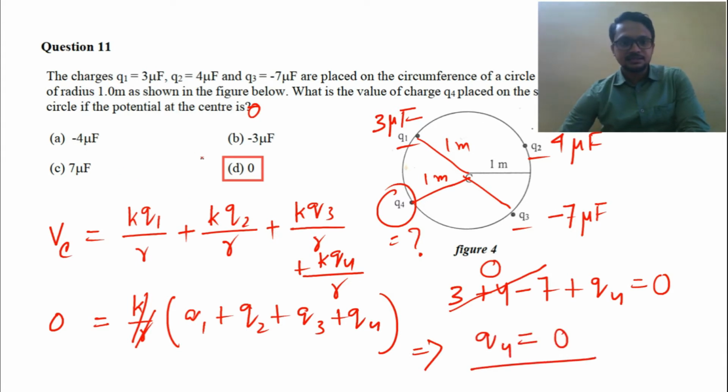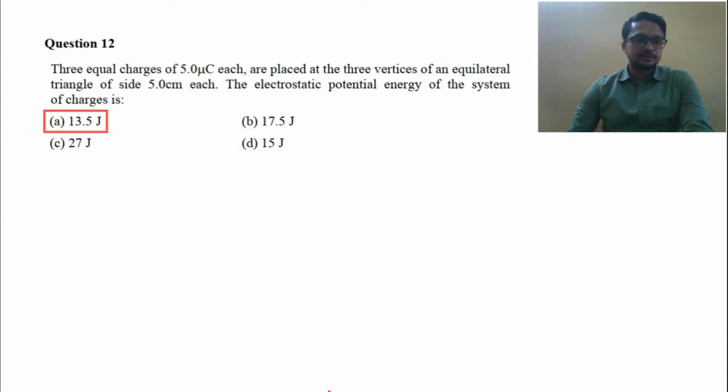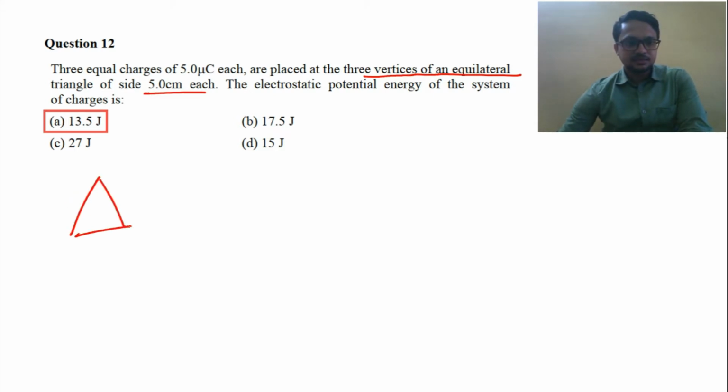So the correct answer is D. Our next question, question number 12. Three equal charges of 5 microcoulomb each are placed at the three vertices of an equilateral triangle of side 5 cm. What is the electrostatic potential energy of the system? So we have three charges at the vertices of the triangle, and their values are the same, 5 microcoulomb.